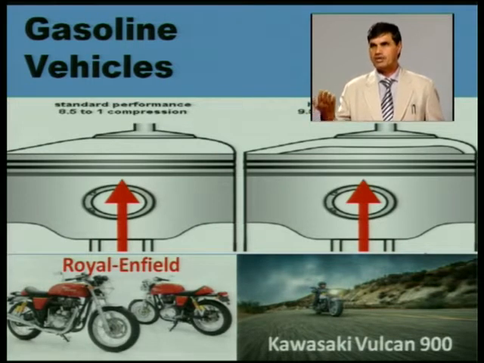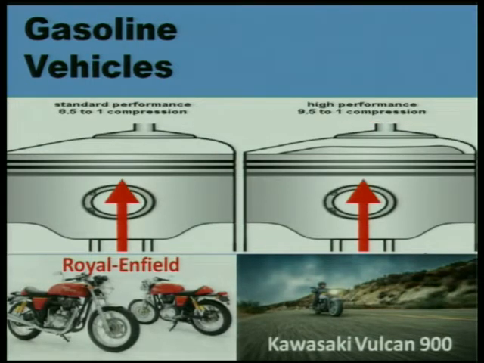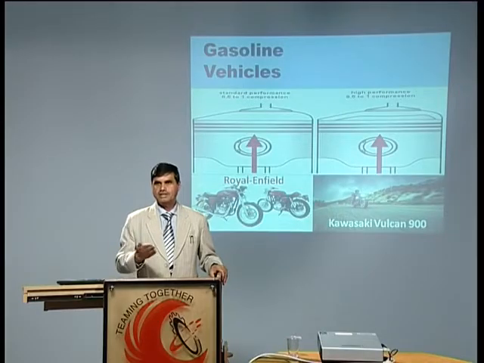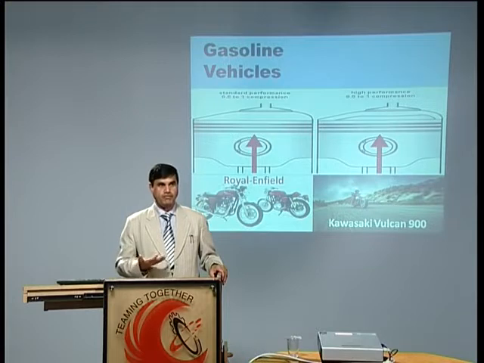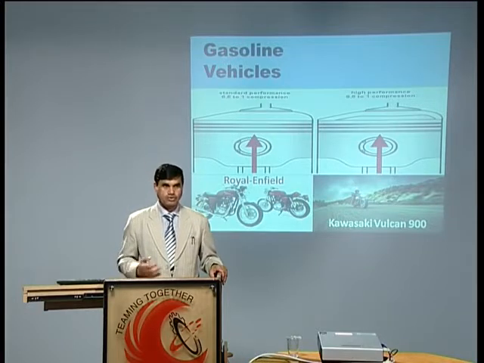Another example I am showing you is Kawasaki. It's a Japanese vehicle, again a two-wheeler, and in this case the compression ratio is 9.5, a very high compression ratio. As compared to 8.5, when we have a compression ratio of 9.5, the fuel consumption will be lower, efficiency will be better, and the mileage of the vehicle will be better.